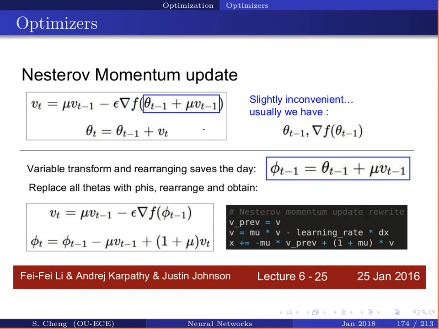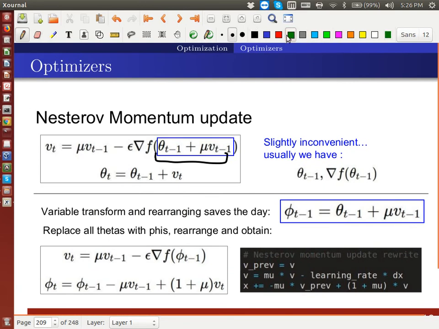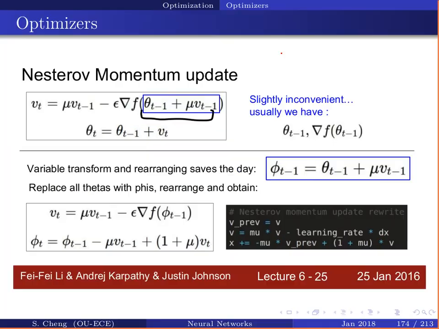So anyway, we can simply do a change of variable. So we have this change, you substitute to this guy here. Then the new update will compute the gradient at the point, I mean, we'll have a form very similar to the previous one.